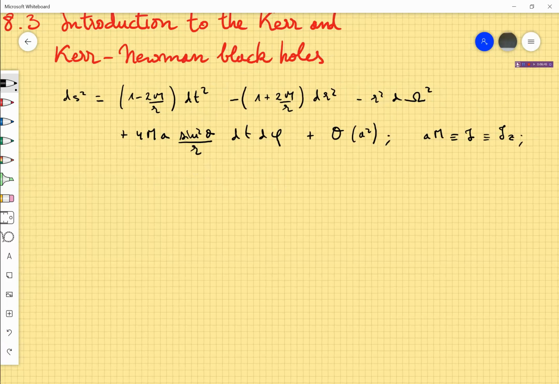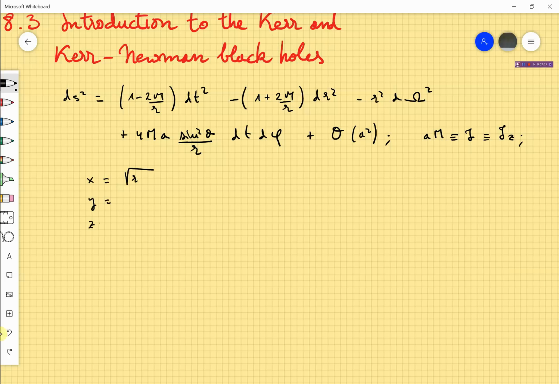You expect it to be flattened on the poles, just like the Earth. So maybe spherical coordinates are not the best coordinates to describe an object which is rotating. Instead of those coordinates, one may use some coordinates which are called oblate spheroidal coordinates. The relation with the Cartesian coordinates x, y, and z is as follows.